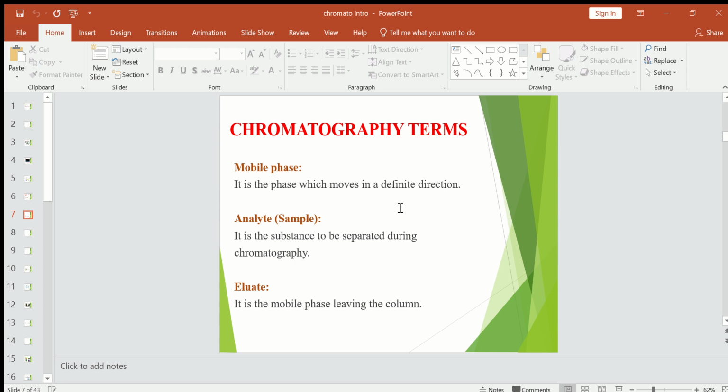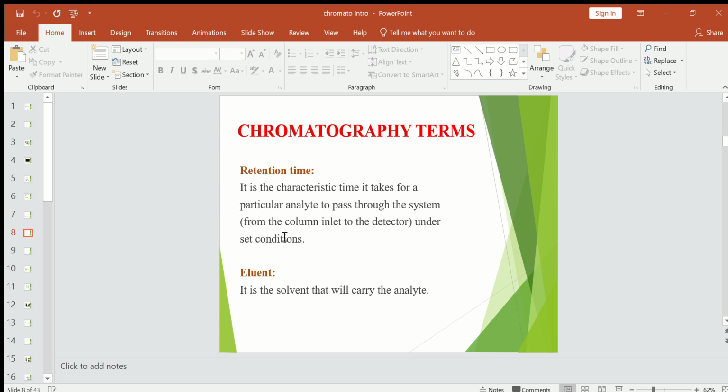These are the solvents. Single solvents can be used, or in combination they can be used in different ratios. Analyte is a substance which is to be separated during the chromatography, or the desired component which we want to separate. Eluate is the mobile phase leaving the column. Retention time is the time taken by the component to be separated. It is the characteristic time it takes for a particular analyte to pass through the system from the column inlet to the detector under set conditions. Eluent is a solvent that will carry the analyte.